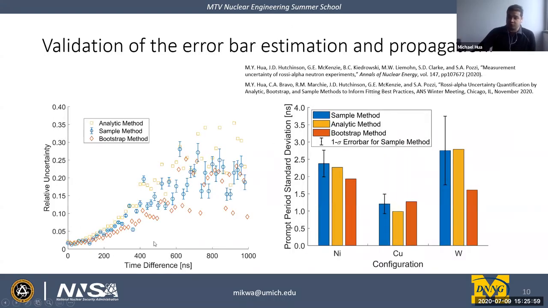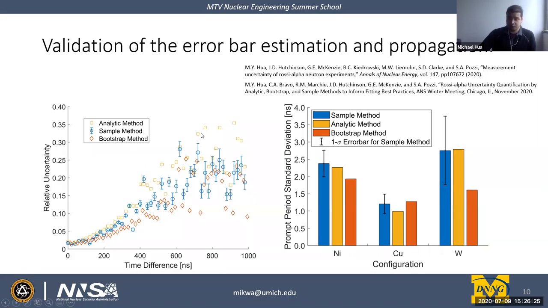So the first thing that we wanted to do, so here's our time difference, and we're looking at relative uncertainty. We wanted to show that we're correctly estimating the error bars. Yellow squares are analytic, red diamonds are the bootstrap method, and then our reference is the sample method, because it is completely legitimate. The only drawback right now is that it's long.